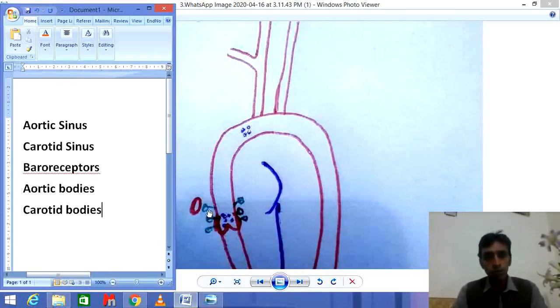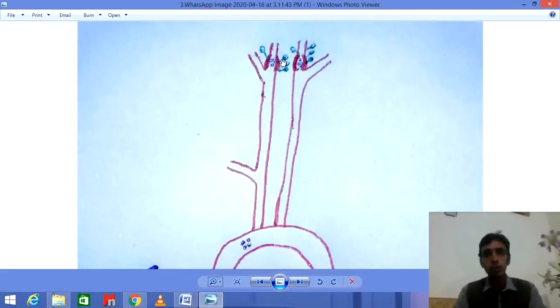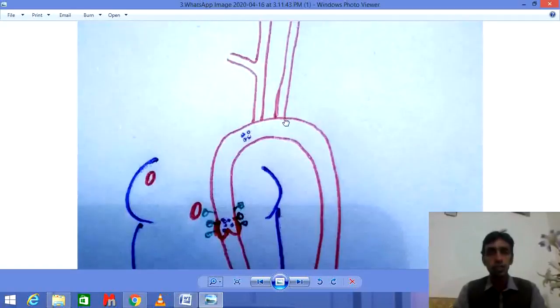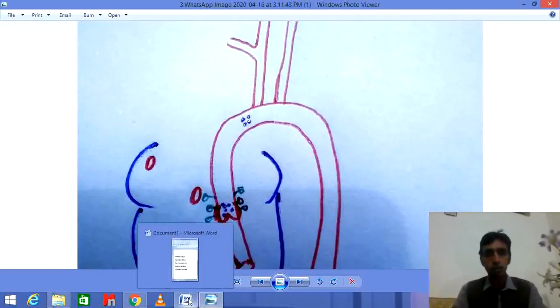The small bodies which are present on the aortic sinus or on the aorta are called aortic bodies, and the bodies which are present on the carotid sinus are called carotid bodies. Simply, you will add the word bodies: carotid and aortic. The bodies which are present on the aorta are called aortic bodies, and the bodies which are present on the common carotid artery are called carotid bodies.